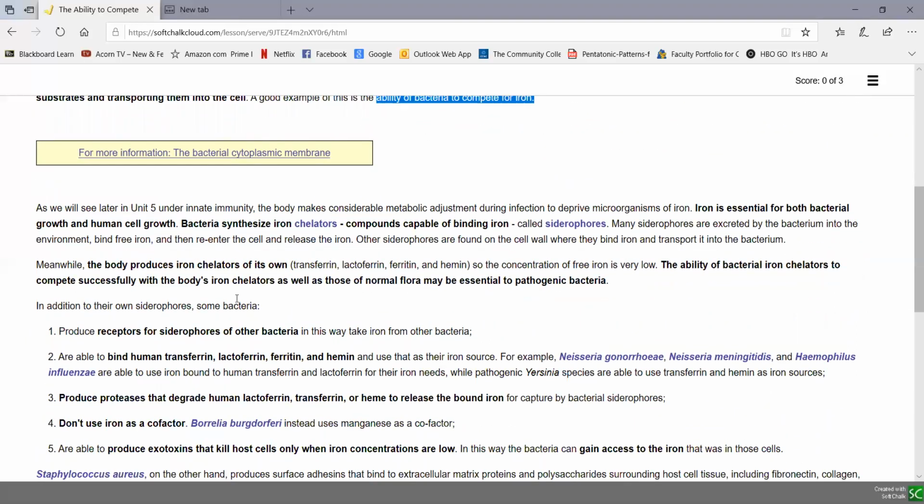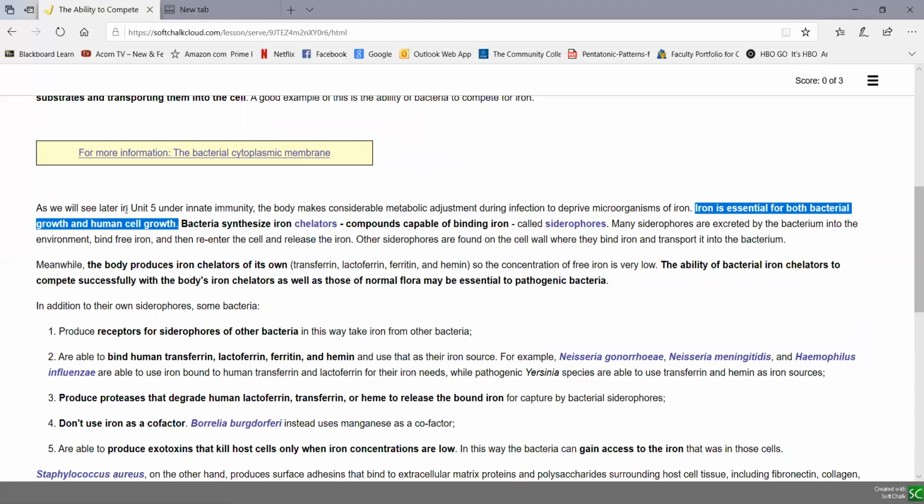Now, as part of our innate immunity, as we'll learn in Unit 5, the body goes to a lot of trouble to deprive microorganisms of iron. And that's because iron is essential for both bacterial growth and human cell growth. Iron is a very common cofactor in enzyme reactions, and both bacteria and humans need that iron. Iron is also, remember, a key part of the electron transport system.